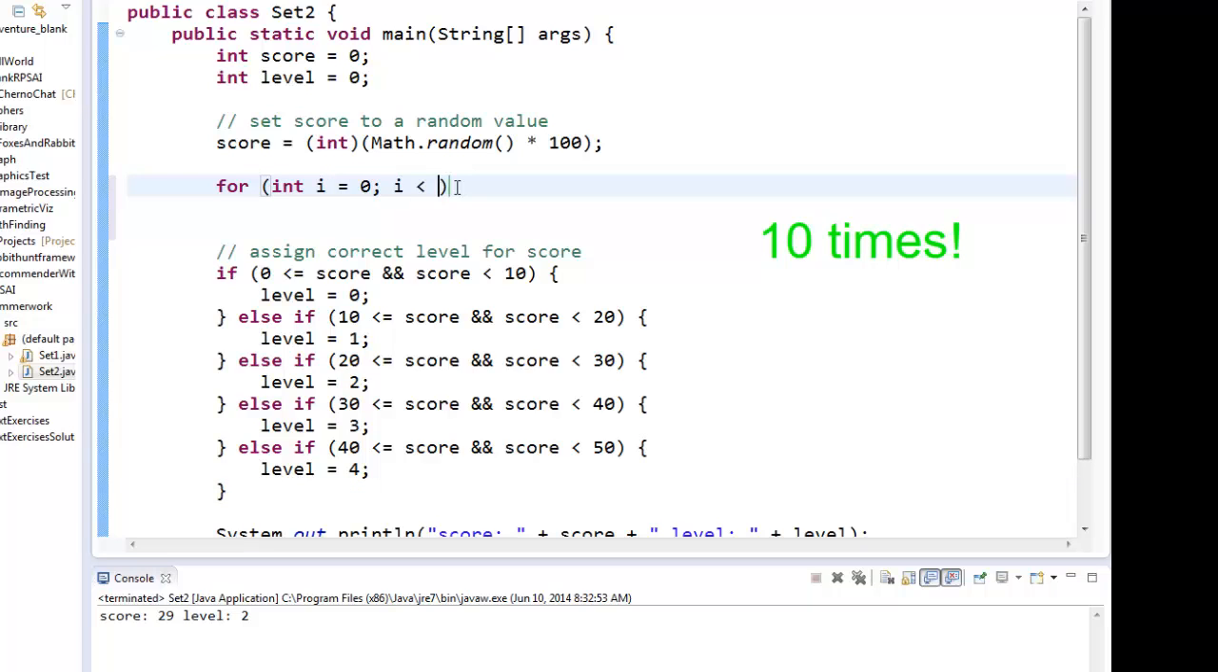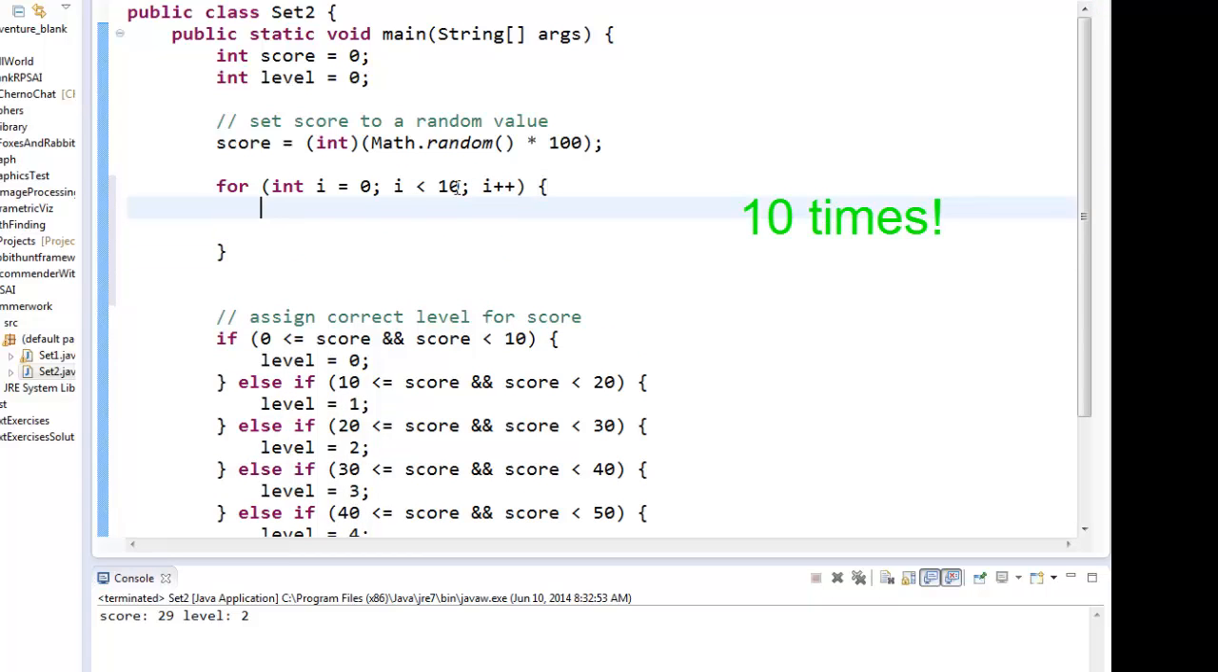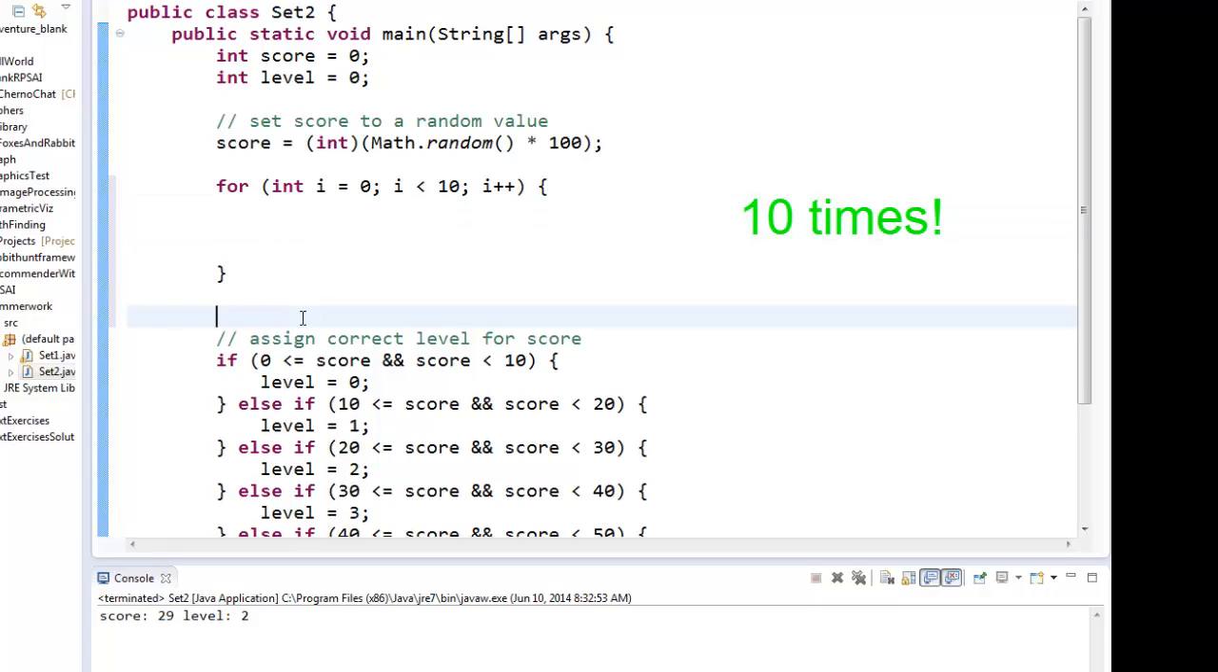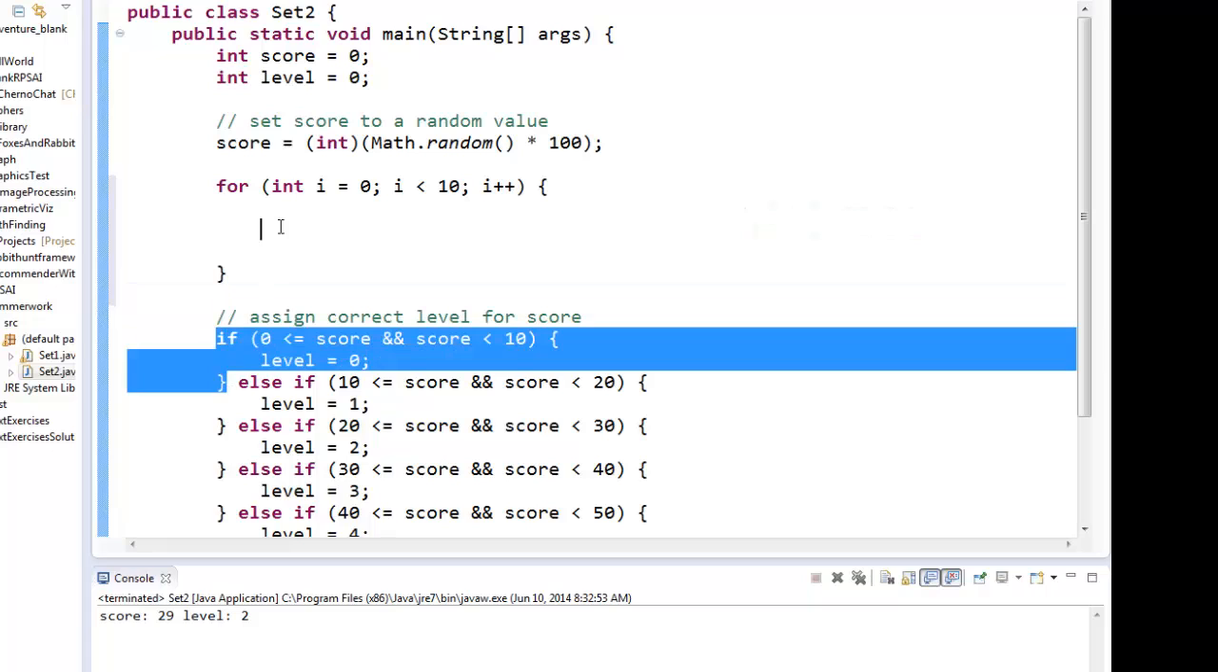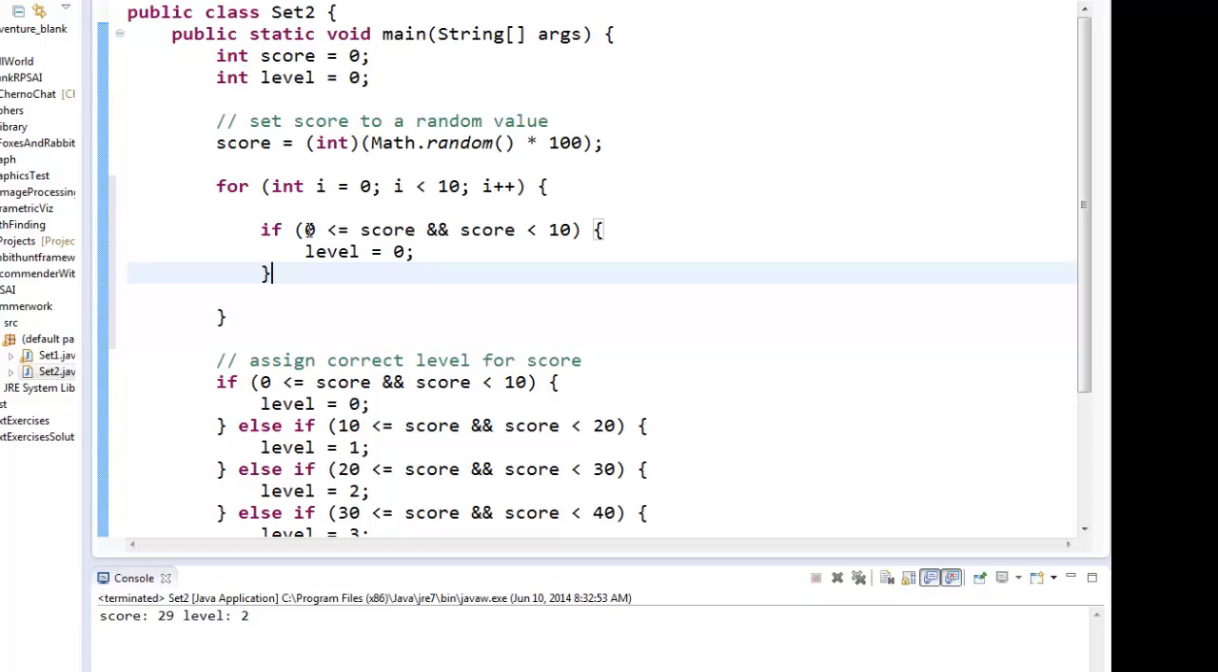So I is 0, I is less than 10, I plus plus, so this is going to loop 9 times. And then what's the statement I want to repeat 9 times? It's this if statement, something like this. Except what's changing? From one if statement to the next, score is the same, level's the same, all of these assignments are the same. The only thing that's really changing are these numbers: what's the low number, what's the high number, and what's this level number. So this is the general pattern we want it to have.